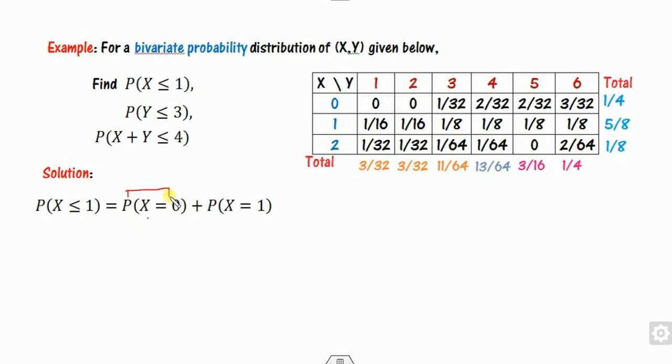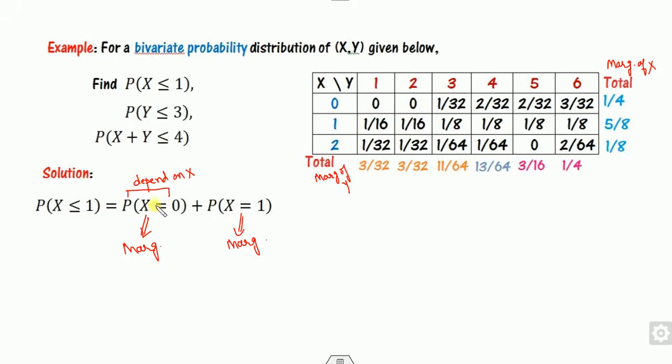This is a function which depends only on x. It means this is my marginal. This is also a marginal. So how do you find the marginal? We can find the total. This is the total over x, so this is the marginal of x. This is the total corresponding to y, so this is the marginal of y.